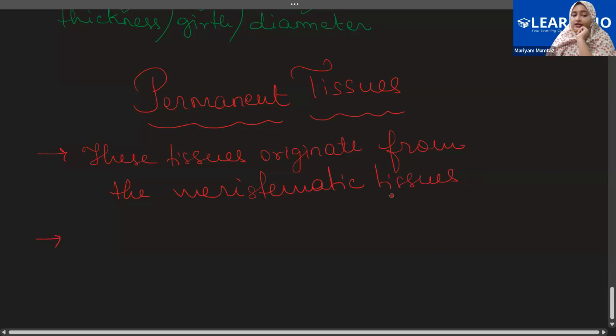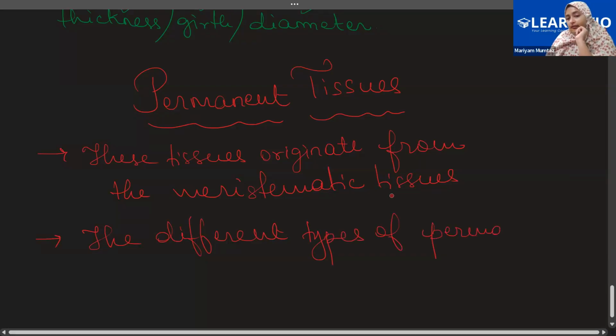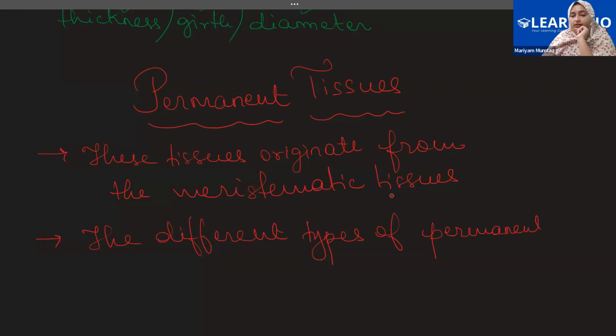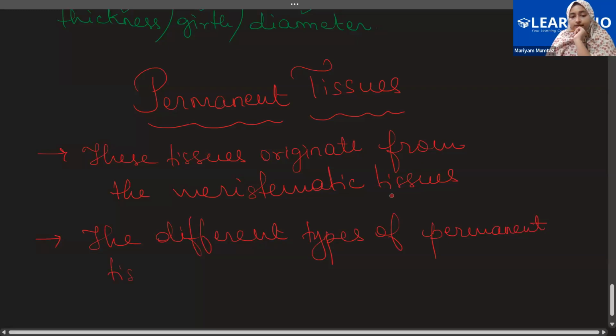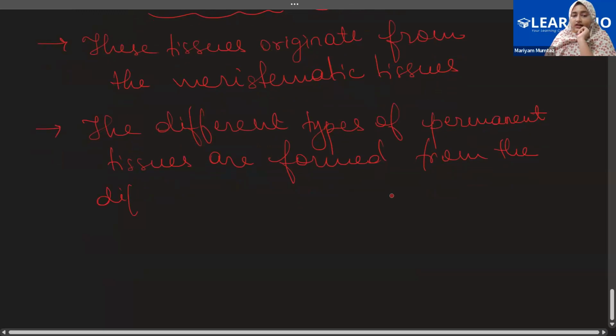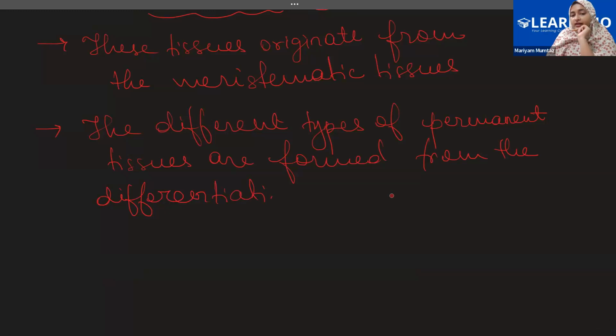After that, the next point is that the different types of permanent tissues are formed from the differentiation of the meristematic tissue.